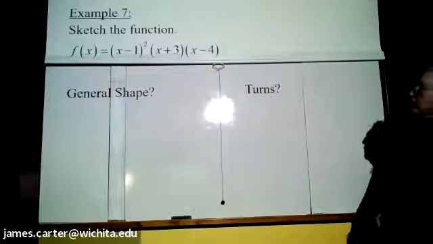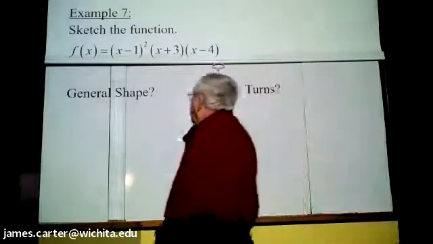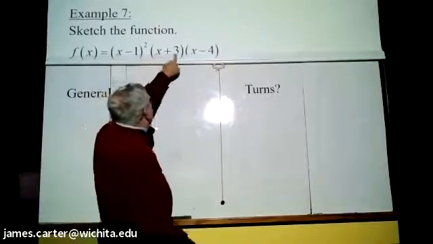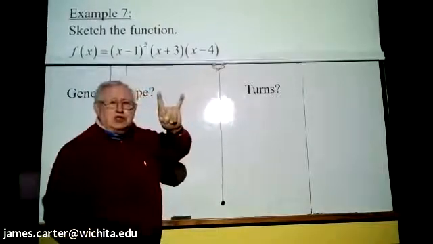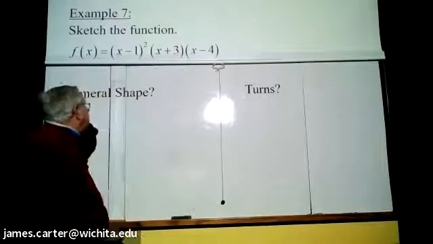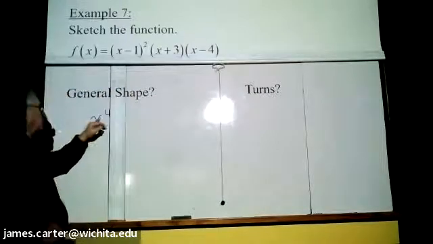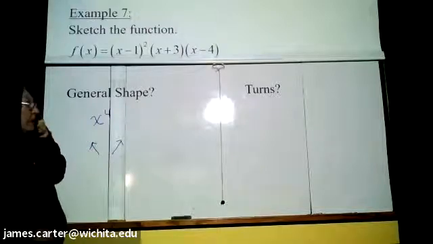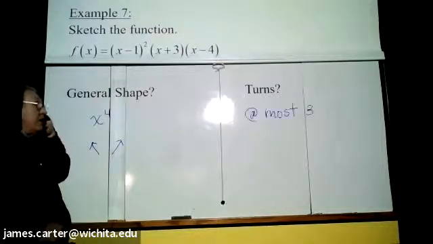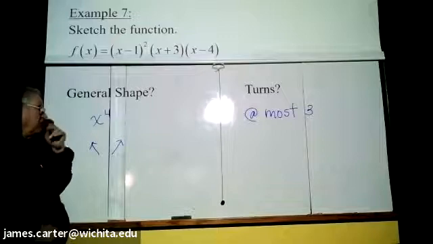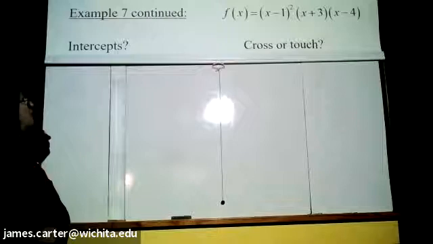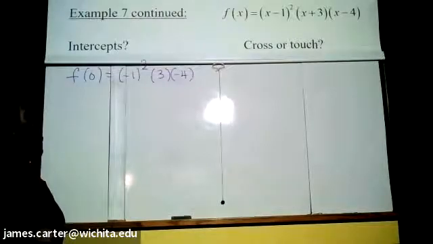Okay, so we look at this. What is the general shape of this? Second power, third power, fourth power. General shape is this. So for x to the fourth, this is your general shape. How many turns can we have? A maximum of 3 turns. Now, what are the intercepts?